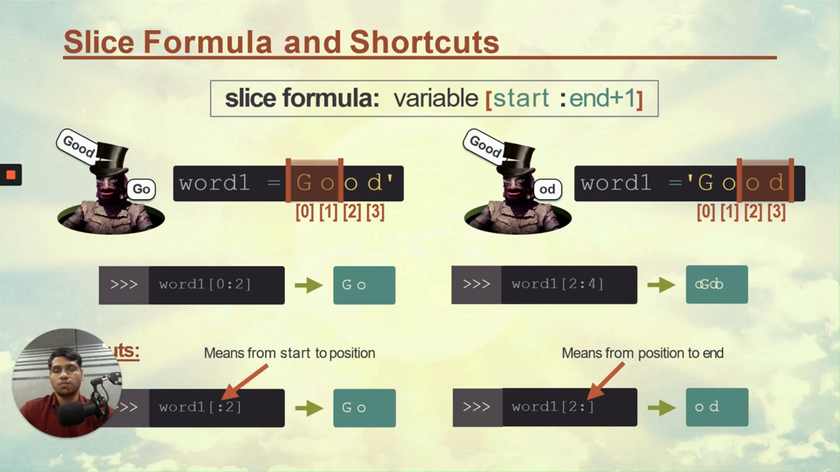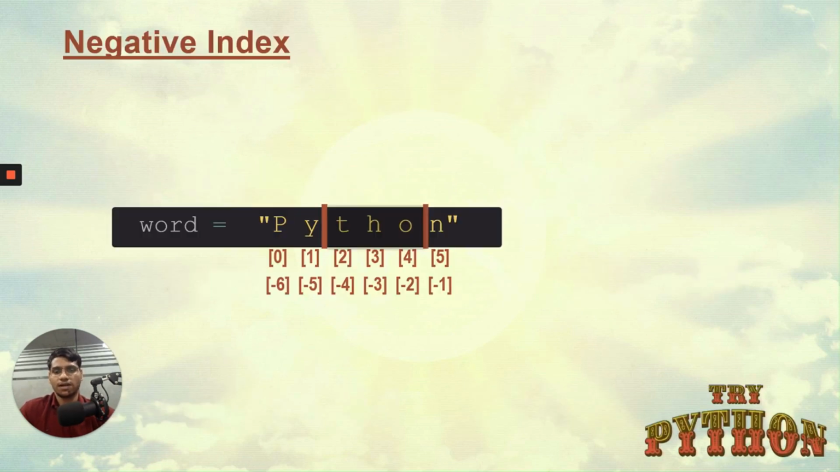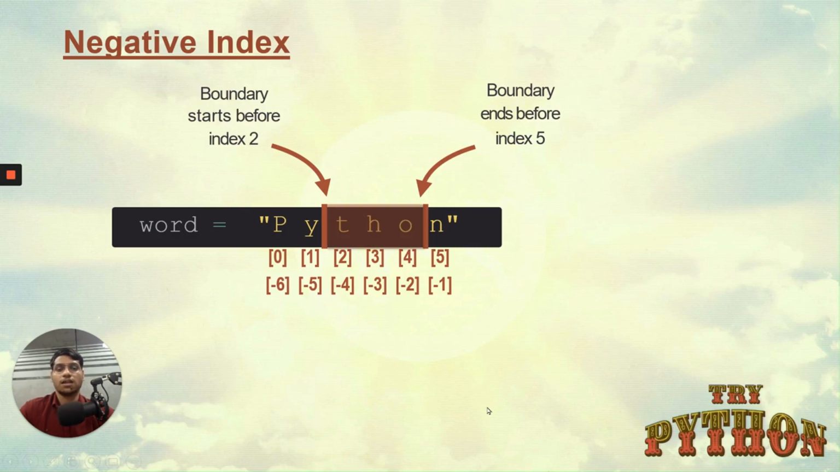Now similar to positive index, we have this concept of negative index also. In negative index, we have the number starting from -1 and it starts from the last character. So this character n will be having -1, this will be -2 and this first will be having -6.